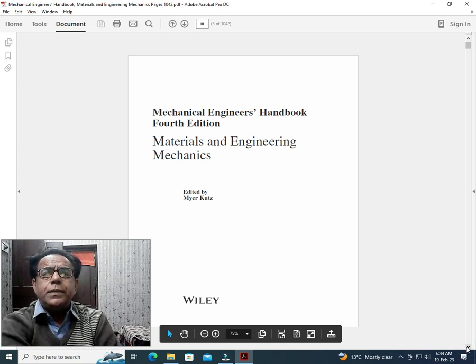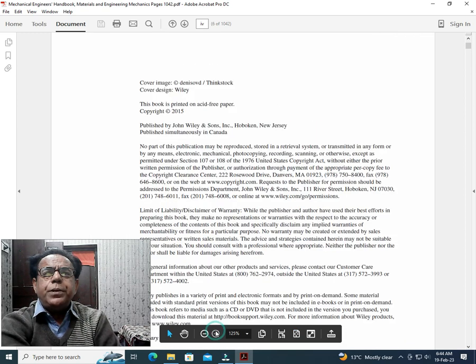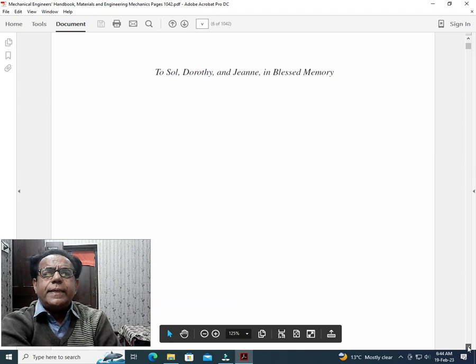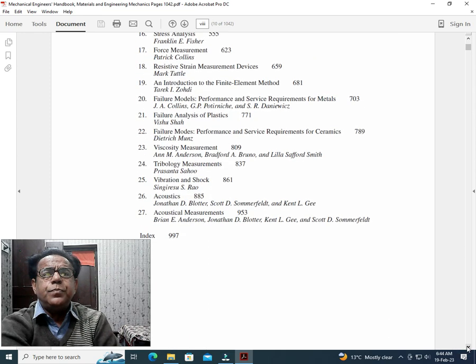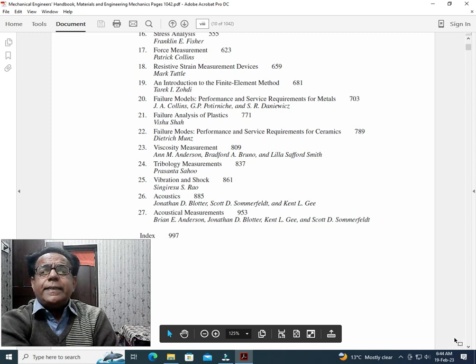Mechanical Engineers Handbook, 4th edition, Materials and Engineering Mechanics, edited by Meyer Kutz. Wiley is its publisher. Now we see the copyright is of 2015. Okay, 2015 copyright. Now we see its contents. Part 1, Materials. We leave it. Actually, its index is given at page number 997.